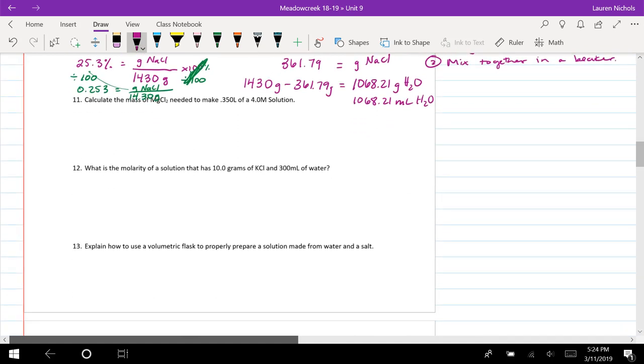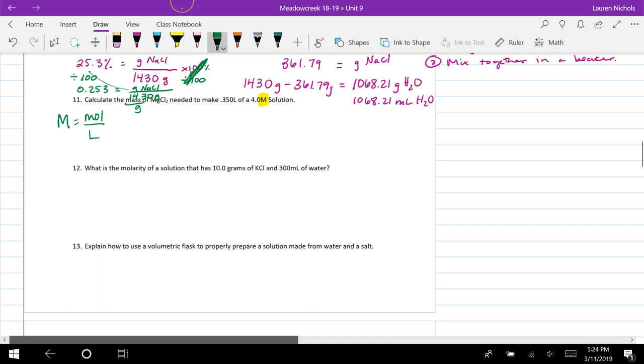Number 11 says to calculate the mass of magnesium chloride needed to make 0.350 liters of a 4.0 molar solution. So keep in mind, as soon as you see that M, you should be looking on the back of your periodic table for your formula that says molarity is equal to moles divided by liters. Because as soon as you do that, and we know that mass is grams, that's what we want, right? We want grams. Grams is not in my formula, but I do know how to change from moles to grams.